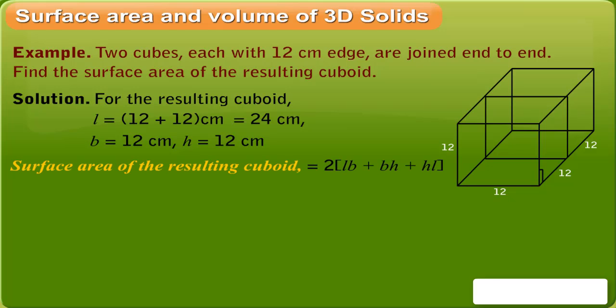Therefore, the surface area of the resulting cuboid is given by the formula twice of length into breadth plus breadth into height plus height into length.